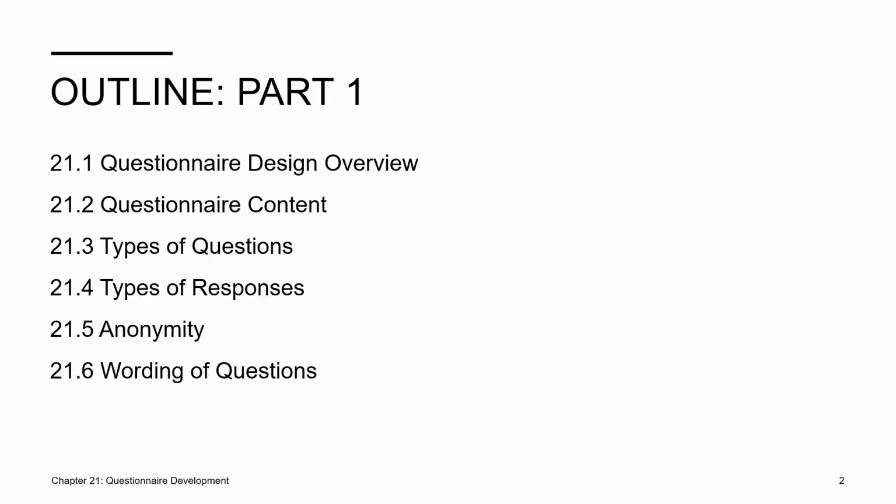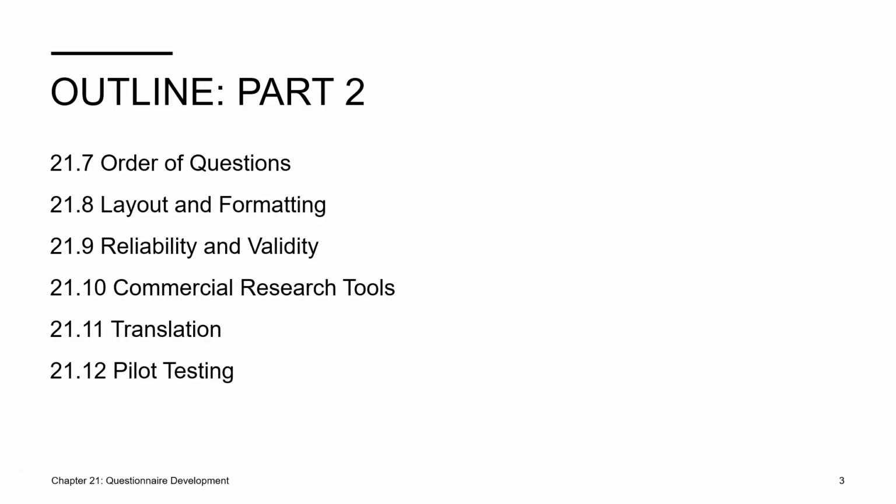Here is an outline of the chapter. Section 21.1 covers questionnaire design. Section 21.2 goes over the questionnaire content. Section 21.3 covers types of questions. Section 21.4 goes over types of responses. Section 21.5 goes over anonymity, and Section 21.6 goes over wording of questions. Section 21.7 covers the order of questions.